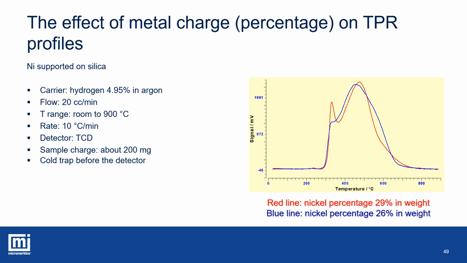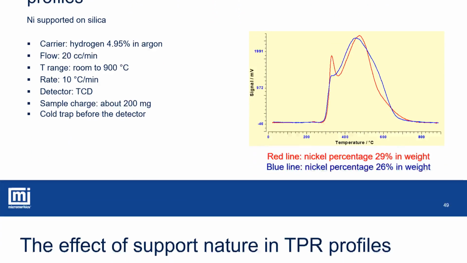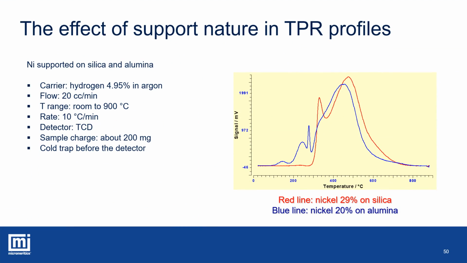The support also has an important effect on redox properties. Some metal oxides used as a support generate more active sites in presence of the metal, like in this example of nickel supported on alumina, giving up to 5 different reduction peaks versus the 2 peaks in case of silica.